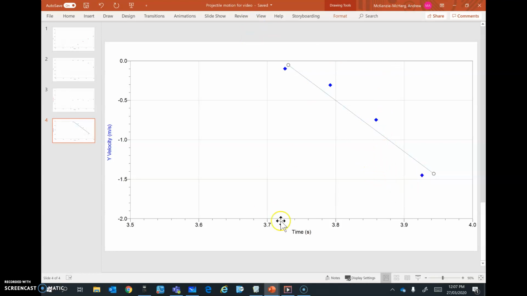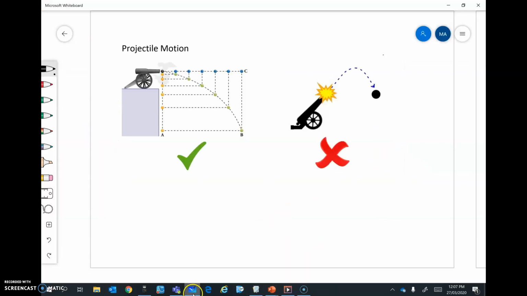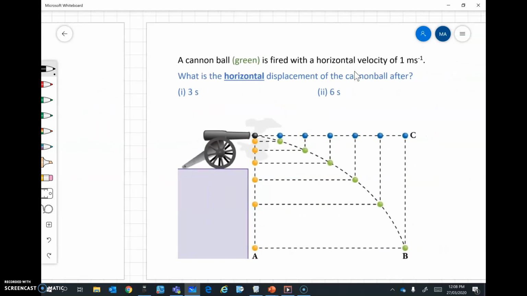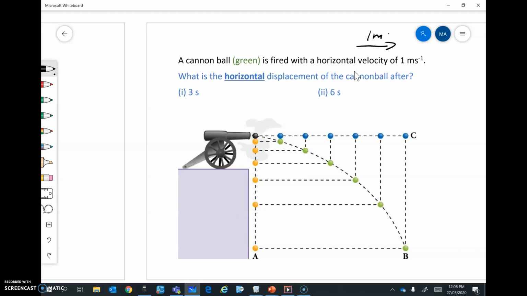Right, so let's do some work on this, and this should help to shed some light on what we're talking about here. So, just a reminder here, this is the type of motion we're going to study where the projectiles are projected horizontally, not at these diagonal type directions. Let's have a look at this one. So here we've got this cannonball and it's being projected horizontally at 1 meter per second. So 1 meter per second in that direction the moment it comes out of the cannon.